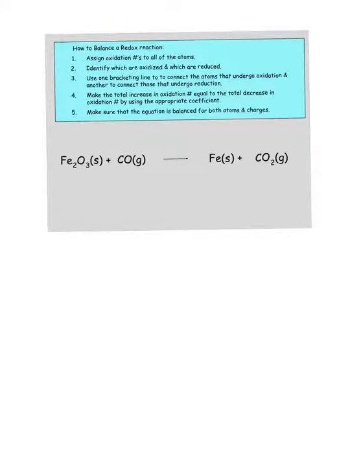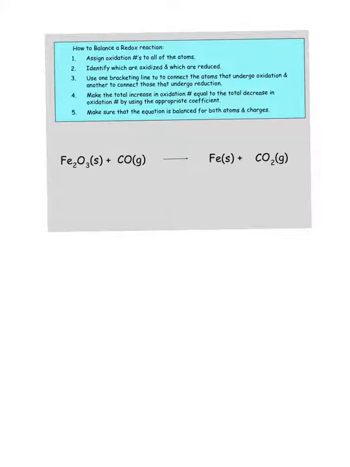Assign oxidation numbers to all the atoms. We know how to do that. Identify which are oxidized and which are reduced. Make sure that you write them down for LEO and GER. Use one bracketing line to connect the atoms that undergo oxidation and another to connect those that undergo reduction. So what that basically means, well, let's do this step by step.